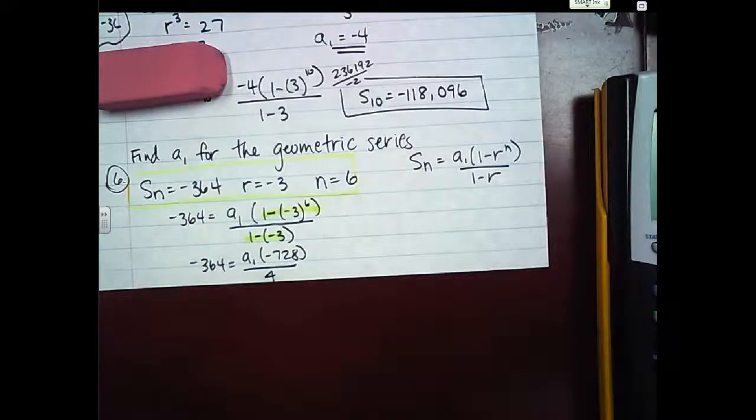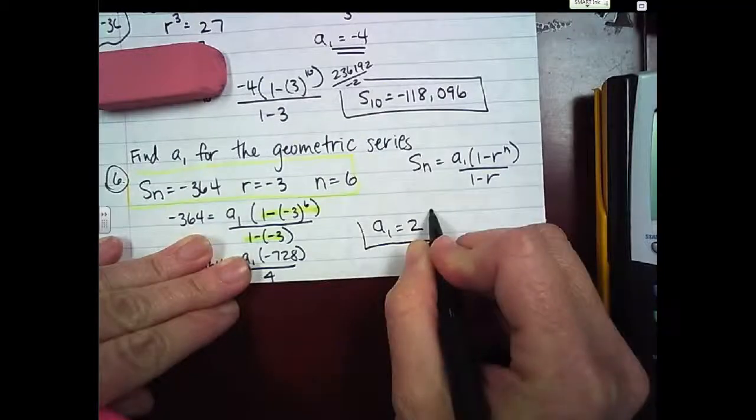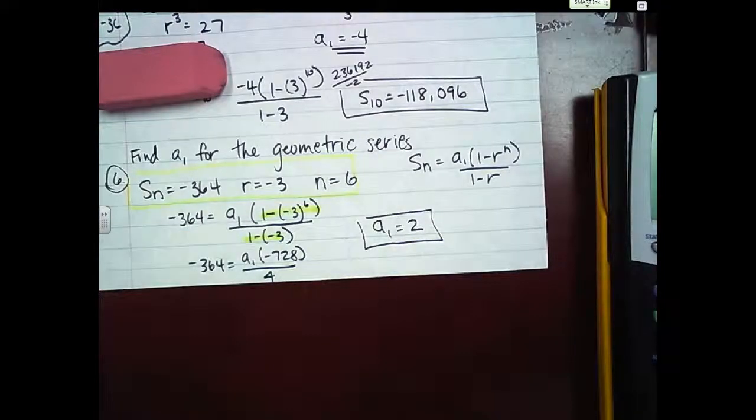When you multiply 4 by both sides and divide by 728, what does the first term give you? What you'll get? Yeah. It should be 2. Okay? All right, we're down to the last type of problem.